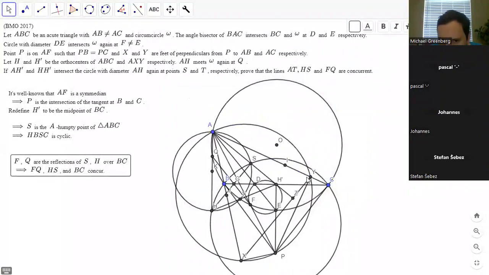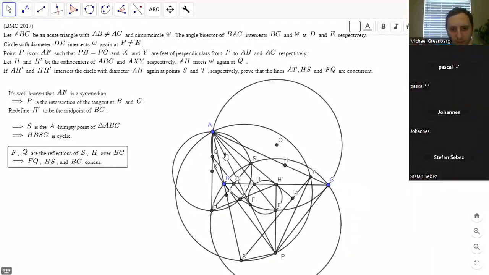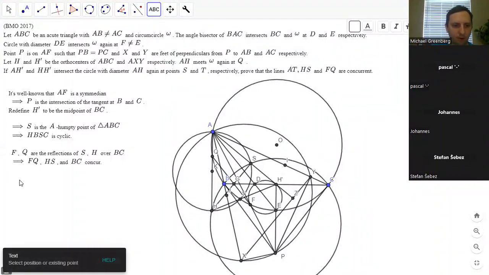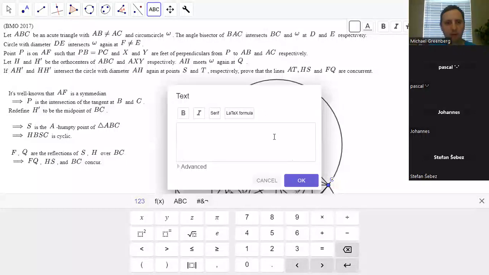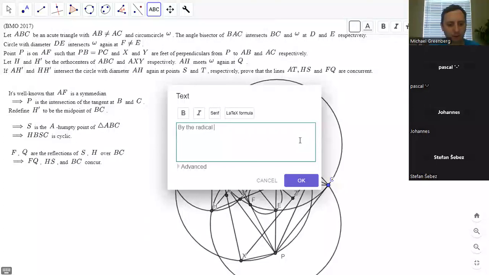And then we want to show AT also concurs with that, and that's the radical axis theorem. So we have this, and this. So by the radical axis theorem, AT also concurs with these segments. We still have to show stuff about H prime, right? Say the concurrency point is G.